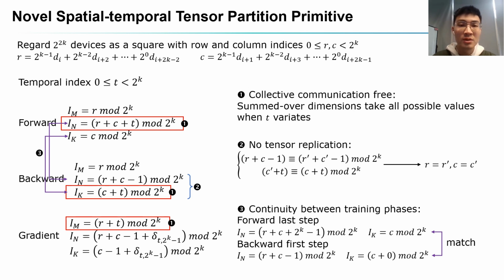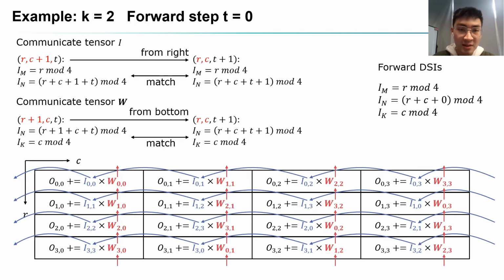Thirdly, we ensure the continuity of tensor distribution between different training phases. For example, the weight tensor is utilized in both forward and backward phases. Thus, we design DSIs to align the weight distribution between the last step of forward and the first step of backward. Let's look in detail by examining the example of k equals 2 for the first step of forward.